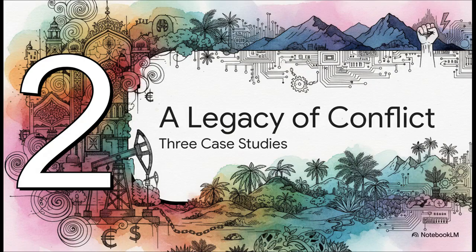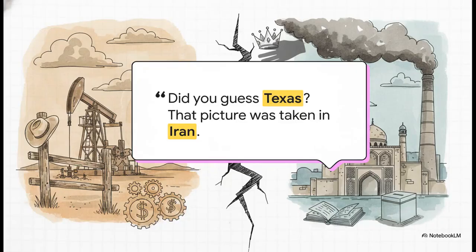All right, so let's get into the specifics. Let's see how this doctrine actually played out in the real world. We're going to look at 3 case studies: Iran, a tiny place called Timor-Leste, and Venezuela. And they really show the long-term damage this kind of thinking can do. Okay, let's start with Iran.